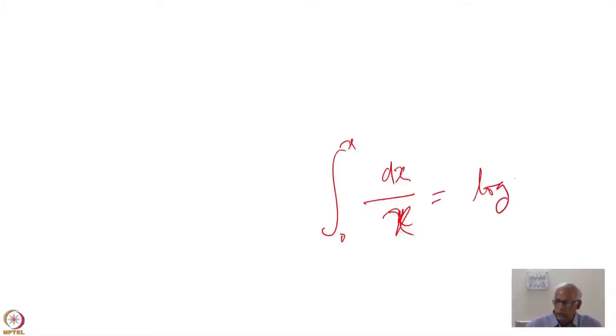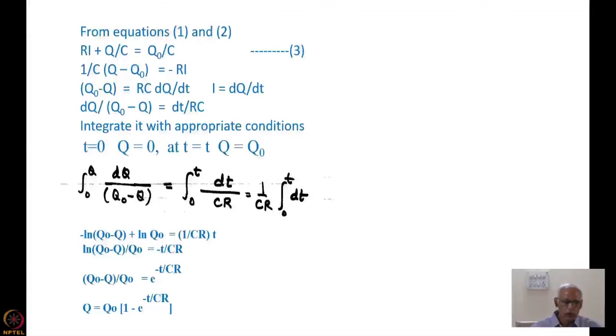This is almost like an equation, 0 to x dx upon x, which is equal to nothing but log x, and of course the limits are the same. So this is somewhat similar to that. And if you do this integration, then you will see that we get minus log, and the base is e, not 10. It is ln, log base e, of q naught minus q, which is equal to 1 by CR into t.